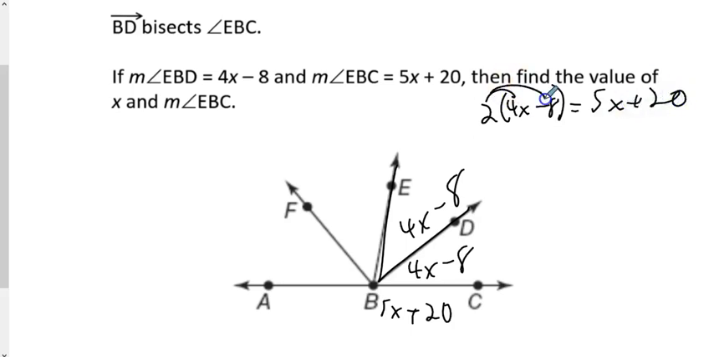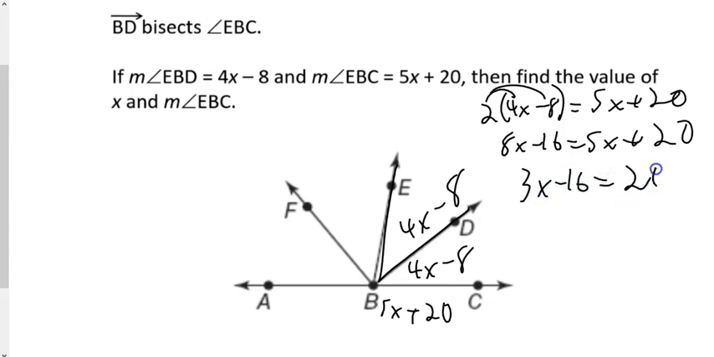So when I distribute to both, I get 8x minus 16 equals 5x plus 20. Oh, finally we're not going to get 2x. I'm going to subtract 5x to the left, keep my x's positive, which will give me 3x minus 16 equals 20. Then I'm going to add 16, so 3x equals 36. Divide by 3, x is 12.